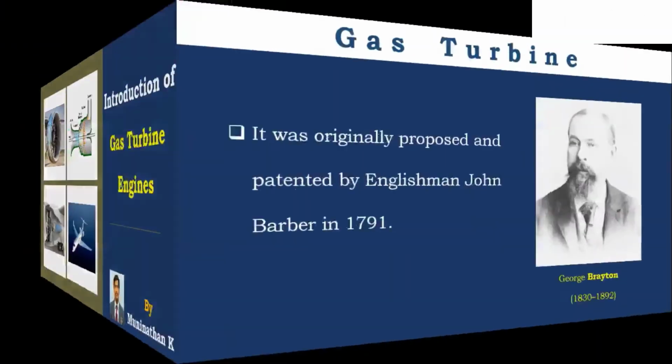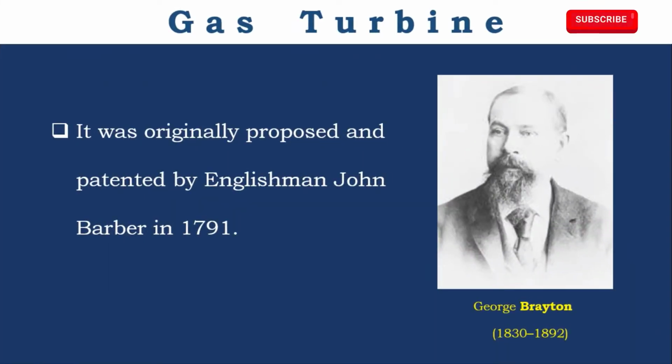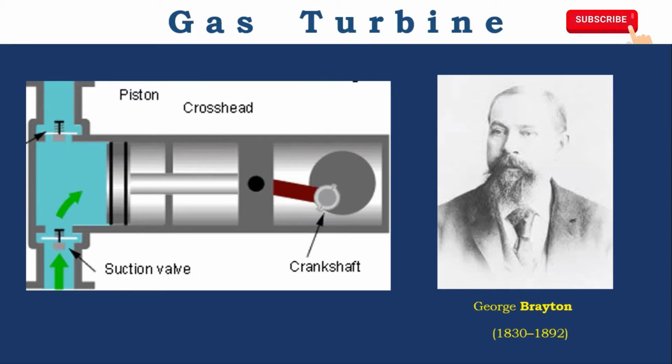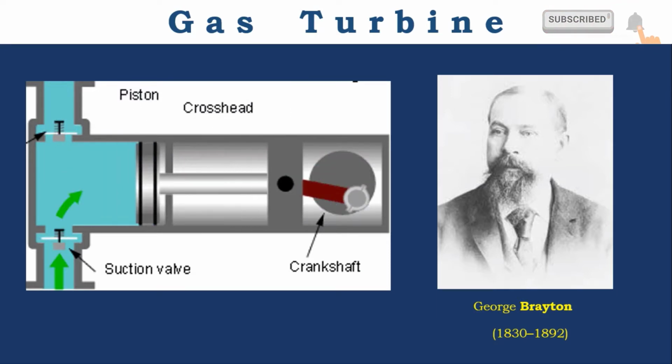We will see the history now. The theoretical gas turbine cycle was proposed and patented by Englishman John Barber in 1791, but the practical engine was patented by George Brayton in 1891. The first gas turbine was implemented using a piston cylinder compressor and a piston cylinder expander.